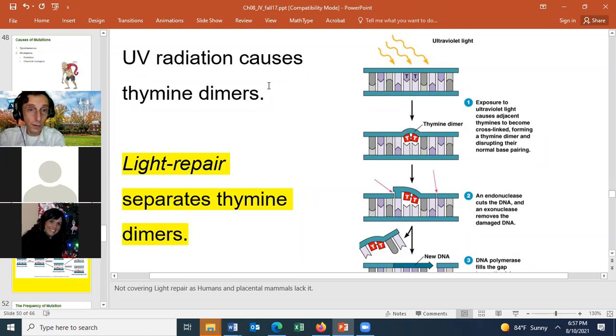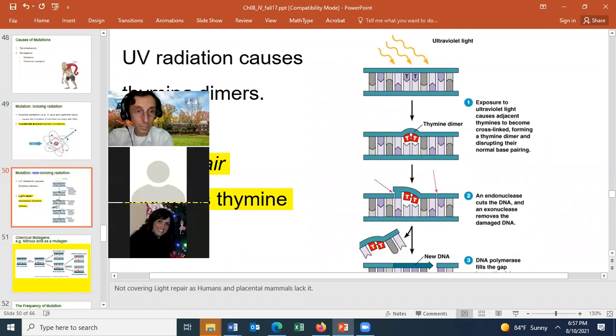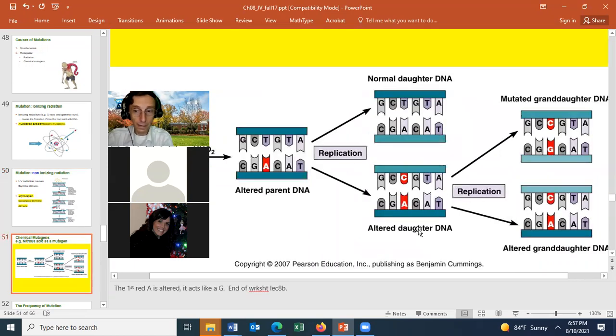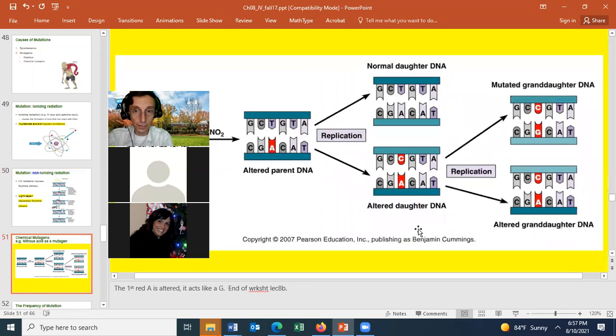Any questions about UV radiation and how it causes problems for DNA? All right, if not, let's talk about chemical mutagens.